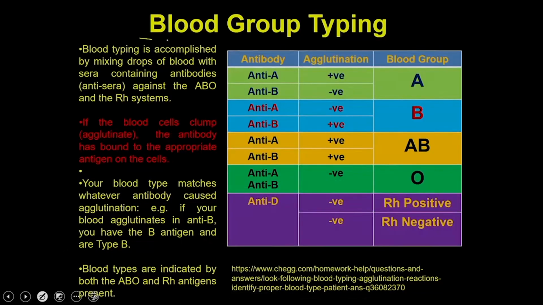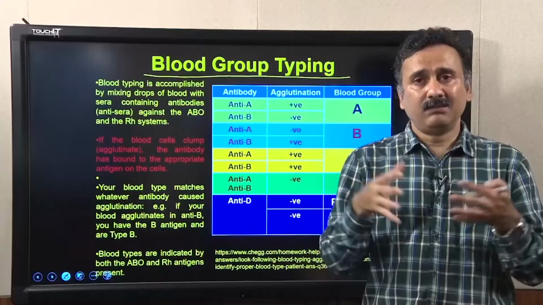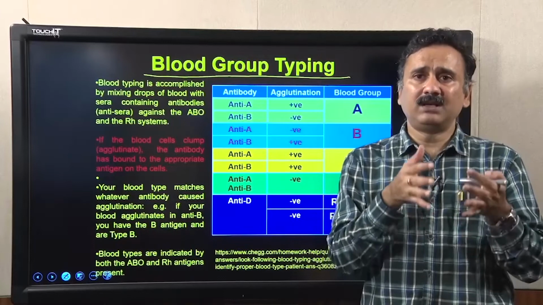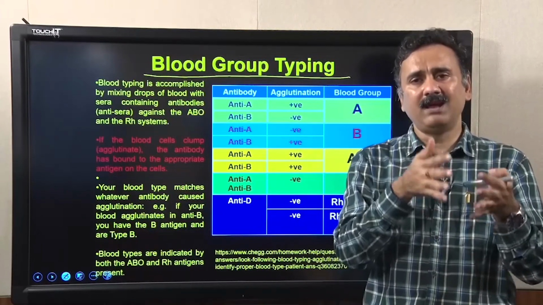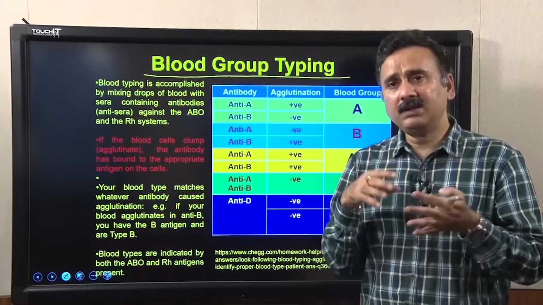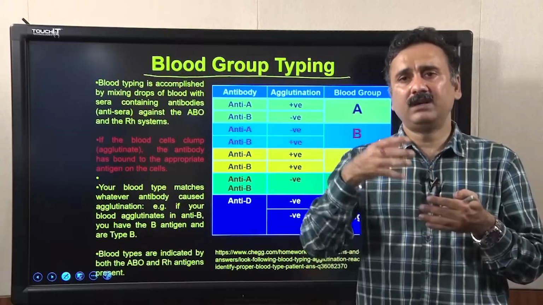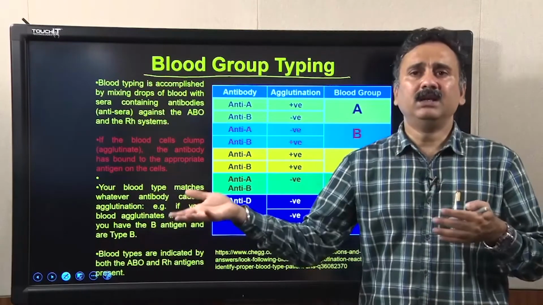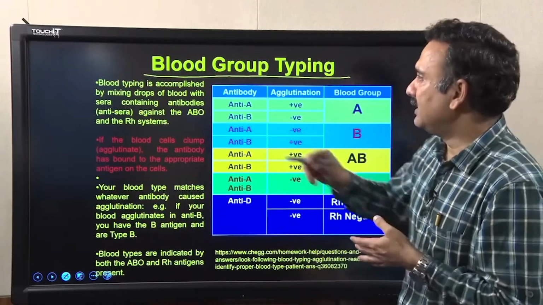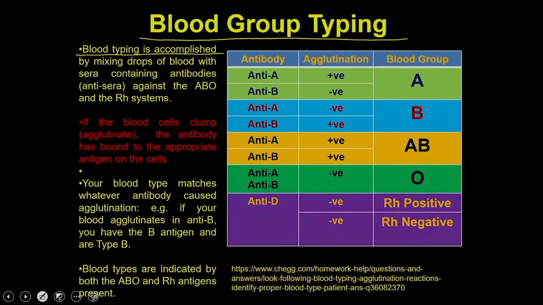One of the classical examples where you are actually using the agglutination reaction is blood group typing. You know that humans have four blood groups: A, B, AB and O, and all these blood groups are classified by the reaction of the RBCs with antibodies. Blood group typing is accomplished by mixing a drop of blood with a serum containing antibodies against the ABO and the RH system.